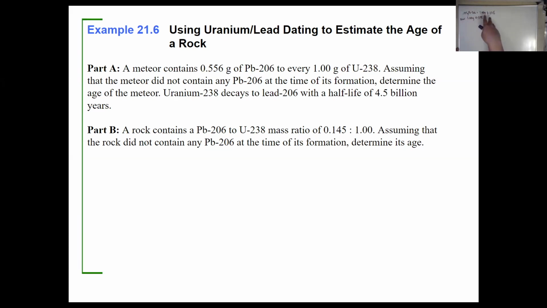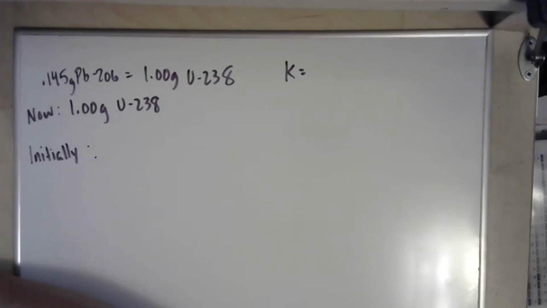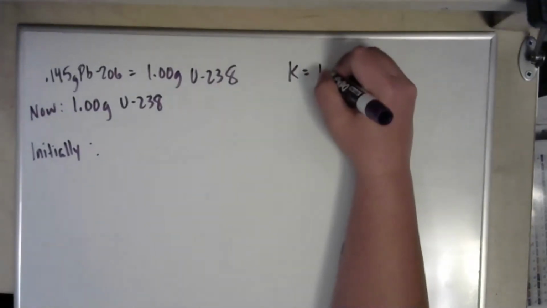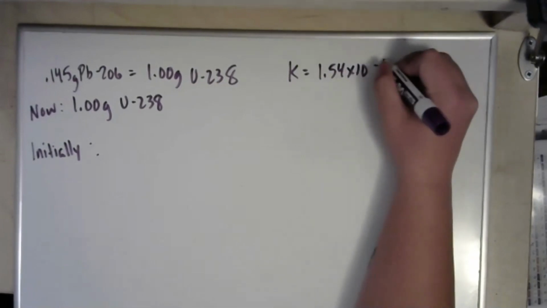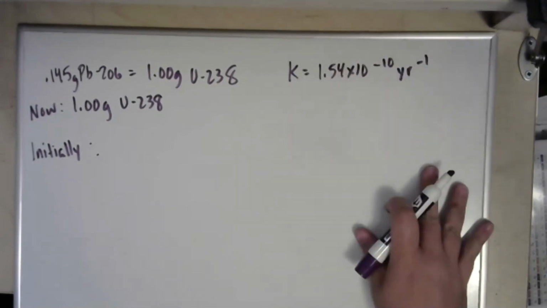We can look at this ratio in its smallest form, or in relation to just 1 gram of uranium. So if a rock was actually 975 grams of uranium-238, we would know exactly how much lead-206 it would contain using this ratio. So we're going to find the initial amount, and our k value is not going to change. It's still 1.54 times 10 to the negative 10 inverse years. We got that from the half-life.